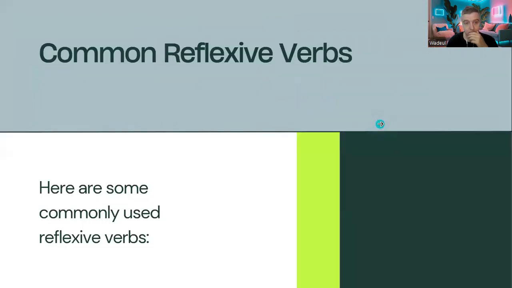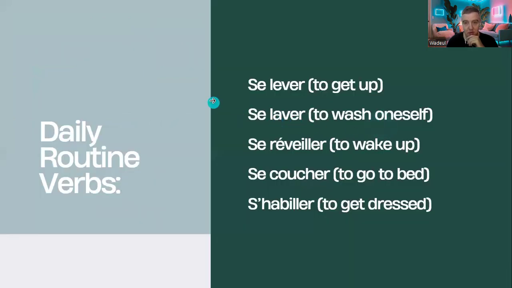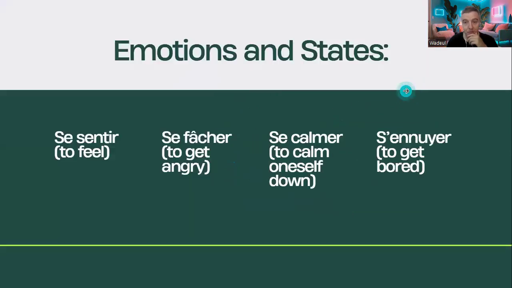Okay? So now we're gonna see the most common reflexive verbs. There is a list of the most common. As you can see, when we talk about the daily routine, it's very important. Se lever, to get up, se laver, to wash oneself, se réveiller, to wake up, se coucher, to go to bed, s'habiller, to get dressed. Those are the most important that we use as a verbe pronominal.